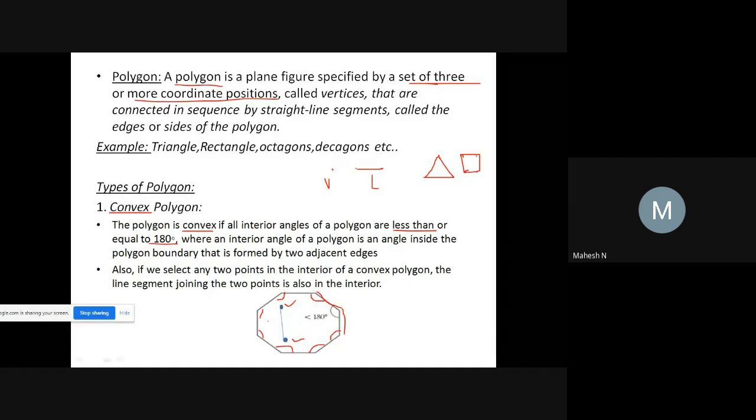Now what is the third property of a convex polygon? See here, whenever I extend any side of the polygon, for example, I am considering this particular side, I will extend this side further.